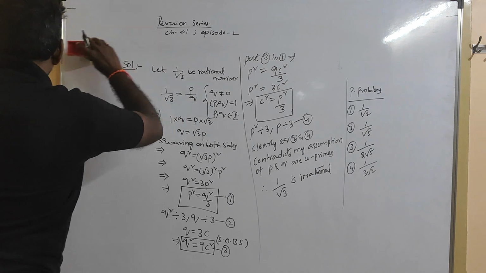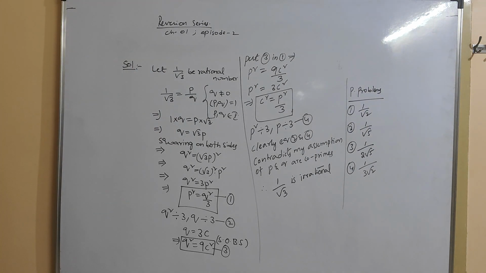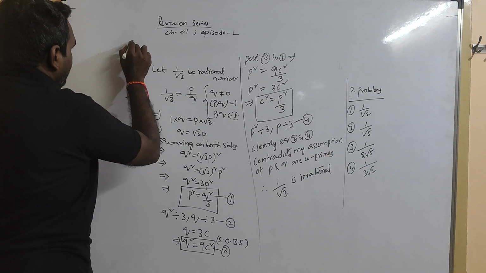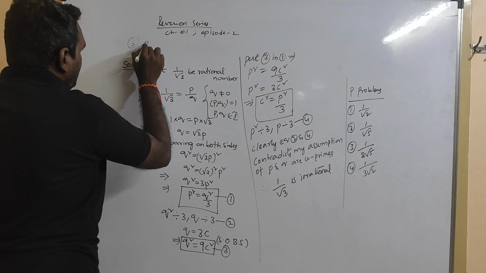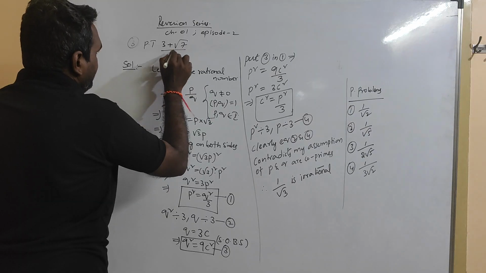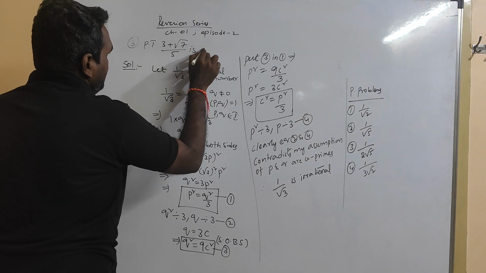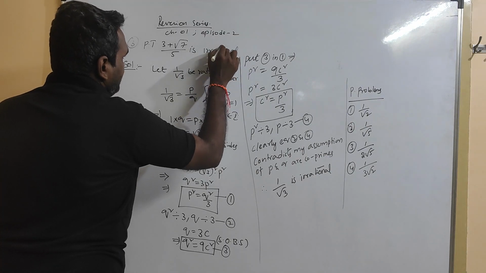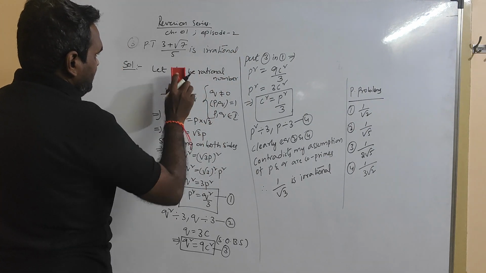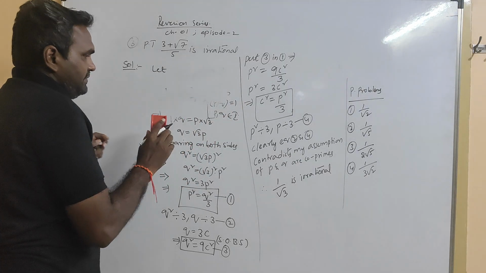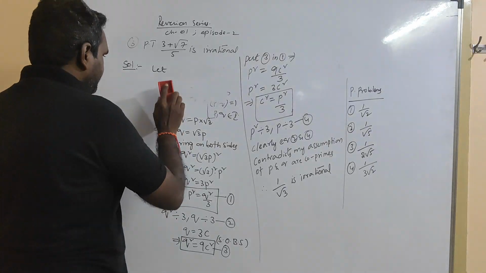Third problem. The third problem is: prove that 3 plus root 7 by 5 is irrational. This is the third problem. Think, how do you do it? Meanwhile, I will write on the board. How do you think?